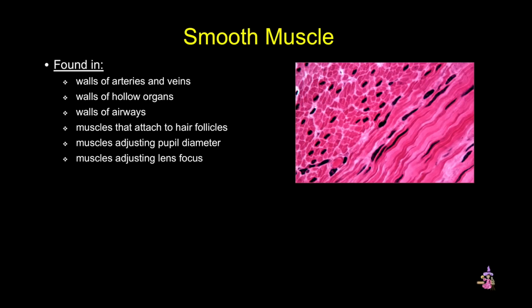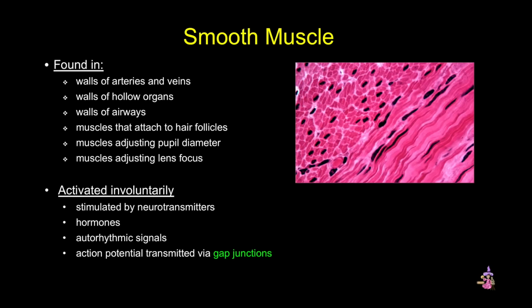For example, in the GI tract, the slower contractions help maintain a steady pressure on the contents. And in the blood vessels, smooth muscle regulates the luminal diameter of small arteries and arterioles, and this contributes to setting the level of blood pressure and blood flow to vascular beds. Now recall from the previous tutorial that smooth muscle, like cardiac muscle, is activated involuntarily, and that the action potential is transmitted via gap junctions, although again, the activation mechanisms are different.